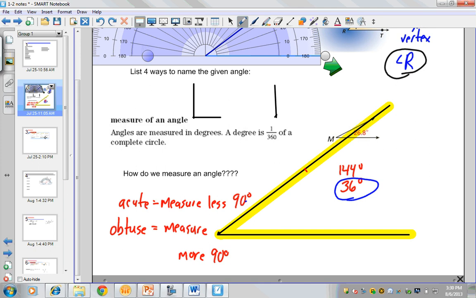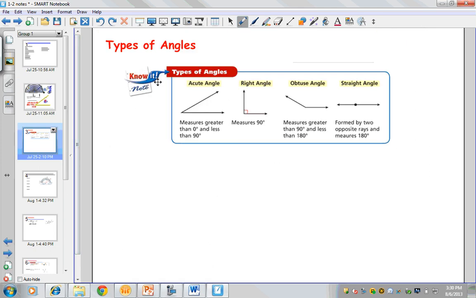Moving on. There are many types of angles. We talked about it in the last question. We have an acute angle. Notice how sharp it is or how skinny it is. We have a right angle. We have an obtuse angle. And then lastly, we have a straight angle. Now pause this if you need to write this down. If not, let's keep going.